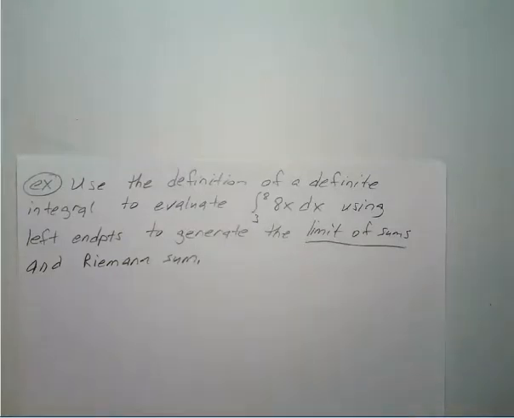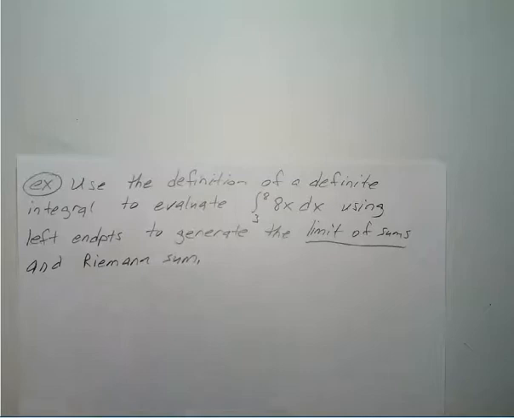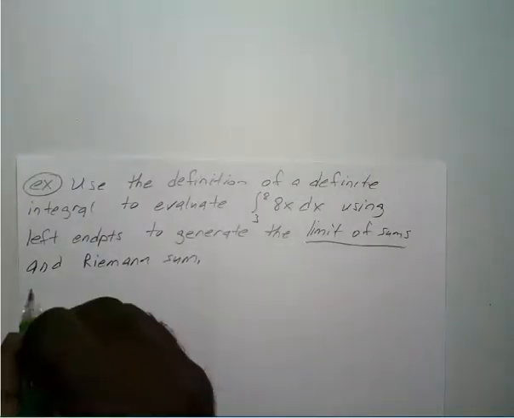Okay, so we're looking for two different answers here. But actually, we're going to encounter the limit of sums as we solve for the Riemann sum. So it's really just identifying the limit of sums on our way to solving the Riemann sum. All right, so the first three steps are identical to the example we just did. Okay, so we can go ahead and start that.